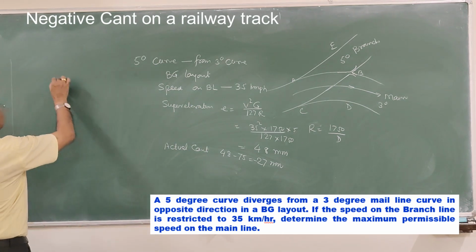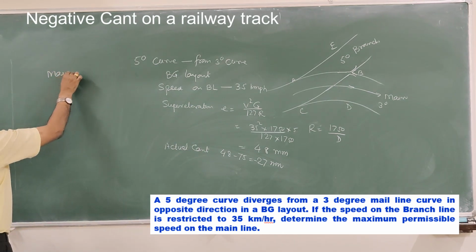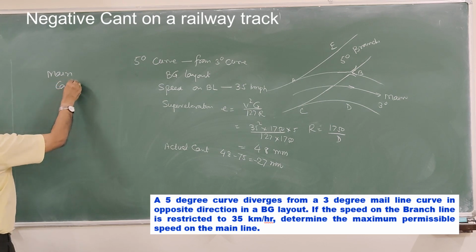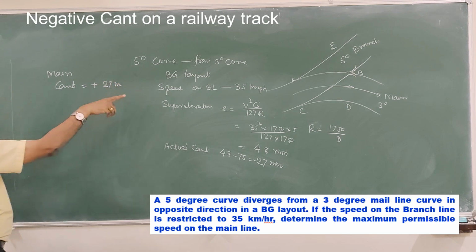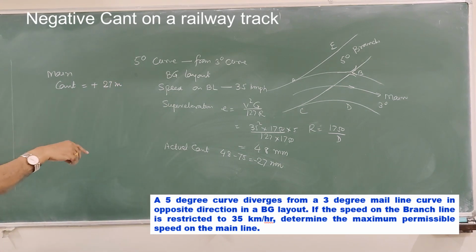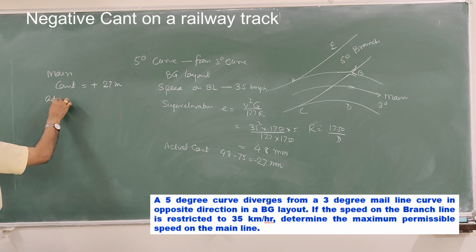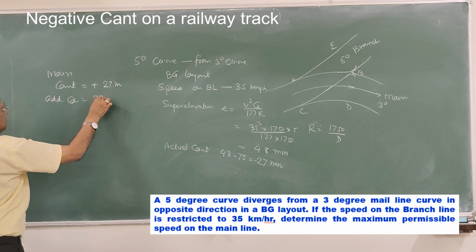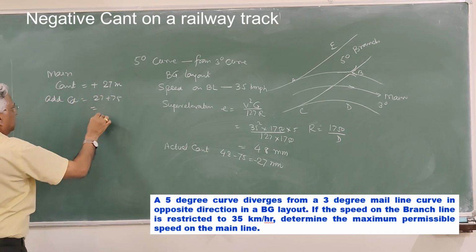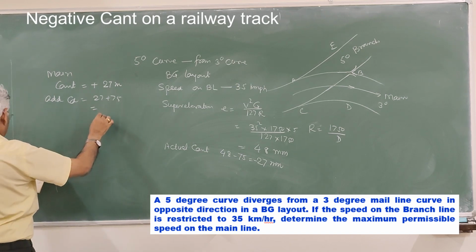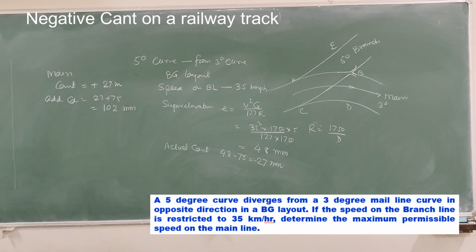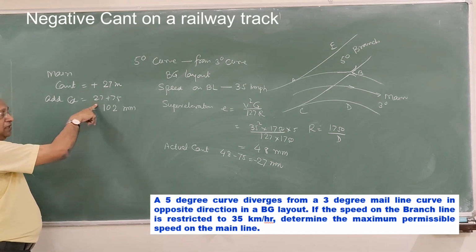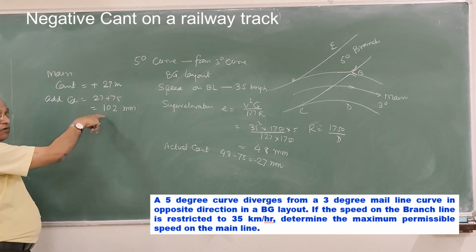Now for main line, the Cant provided is plus 27 millimeter. Negative Cant for branch line means positive Cant for main line. Add Cant deficiency to this. So this is 27 plus 75, that is 102 millimeter. This is theoretical Cant. Actual Cant is only 27 millimeter. But when you add Cant deficiency, it becomes theoretical Cant.